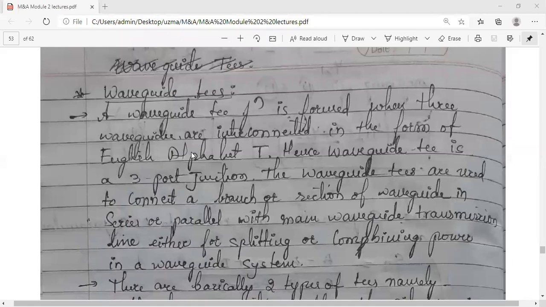into two different types, actually three different types. So broadly, two types of waveguide Ts. The third category is the combination of those two. So we will be starting with what is a waveguide T. Okay. So before going in depth of this topic, let me ask you a few questions.